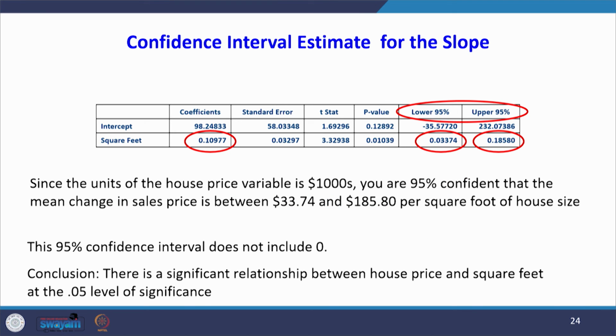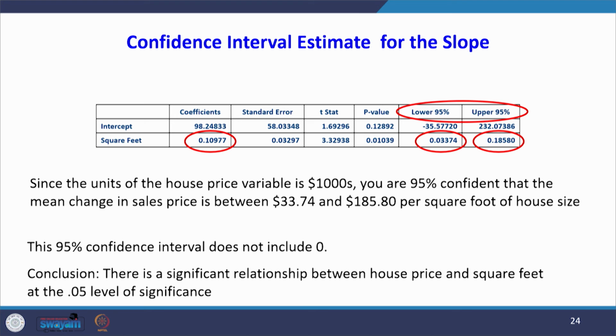Since the unit of the house price variable is in terms of 1000, you are 95% confident that the mean change in the sales price is between, if you multiply by 1000, $33.74 and $185.80 per square feet of the house size.